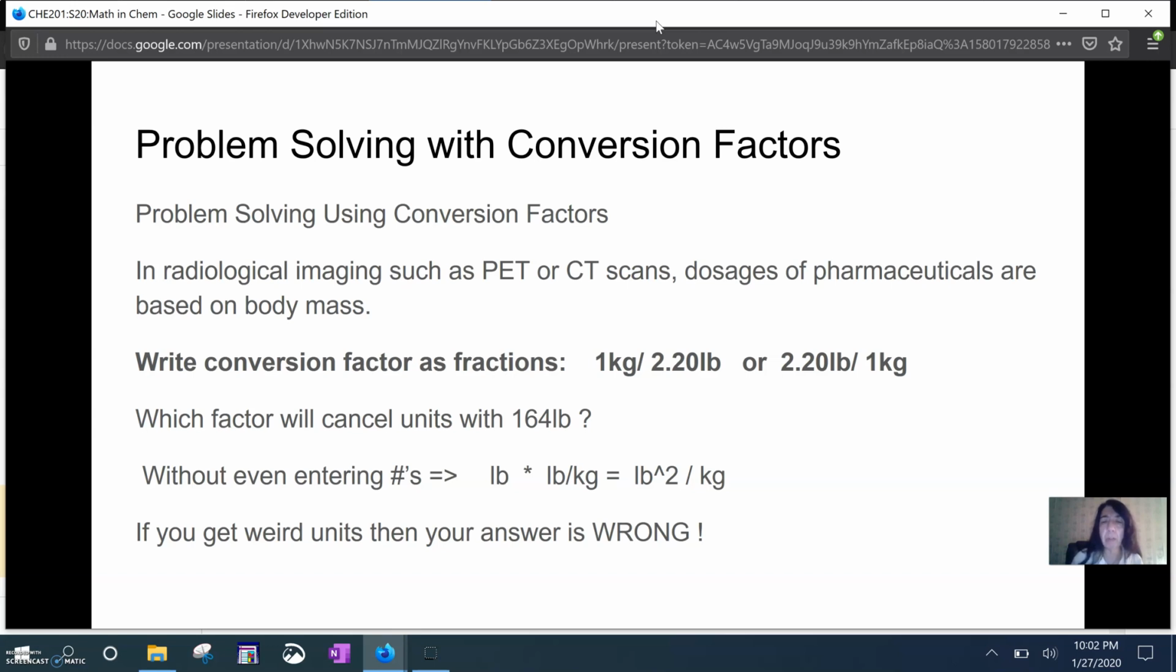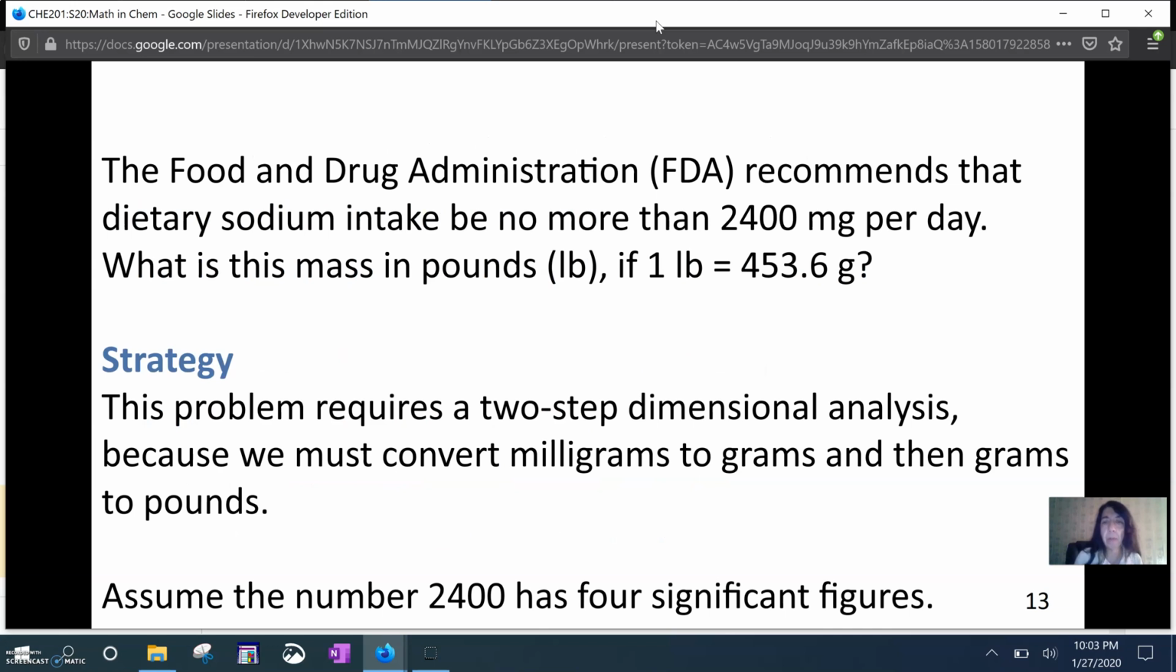You're going to be doing things and you say, oh, I don't remember which way it goes. I don't remember if it's double or half. If you write your units, then your units will come out and you'll see which way things are going, which way things cancel. And if your units are weird, then you know probably your answer is wrong. So another example would be the Food and Drug Administration recommends that sodium be no more than 24 milligrams per day.